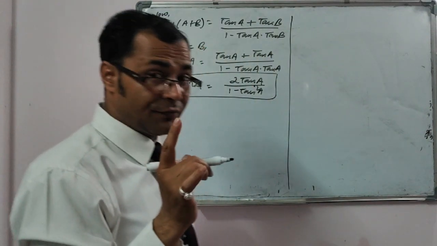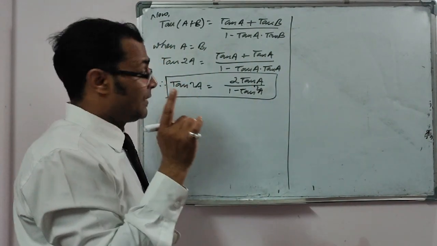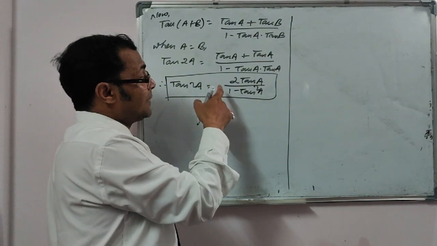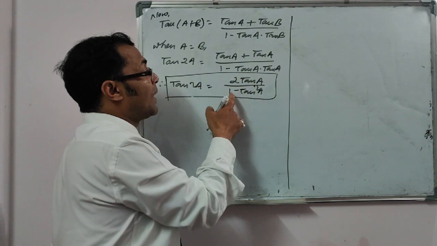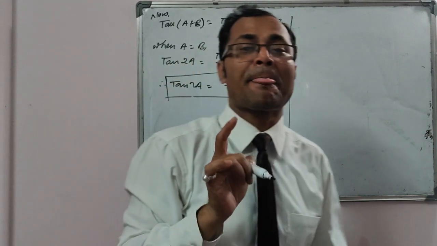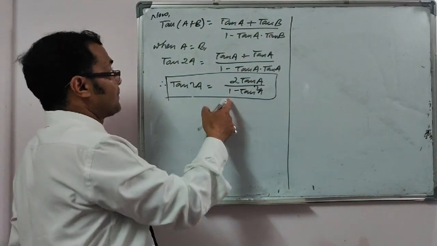And don't get confused between tan and sine, because in case of sine, the formula is almost similar, but the sign is different. In case of sine, it is 2 tan A by 1 plus tan square A. There will be plus. Alright? So you should not be confused.